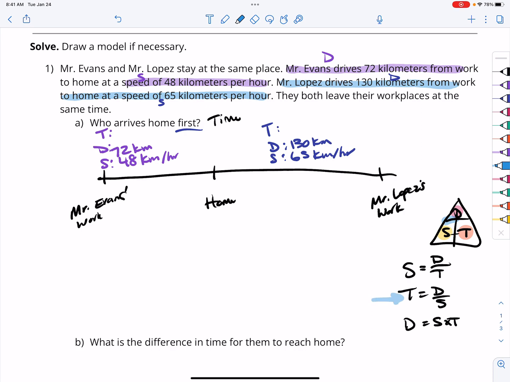So I'm going to give you a moment to pause and I want you to see, can you calculate the time of Mr. Evans's commute and then the time for Mr. Lopez's commute using this formula. So pause the video here, do a little bit of calculations, and once you're done, you can hit play again and we will check and see how you did.